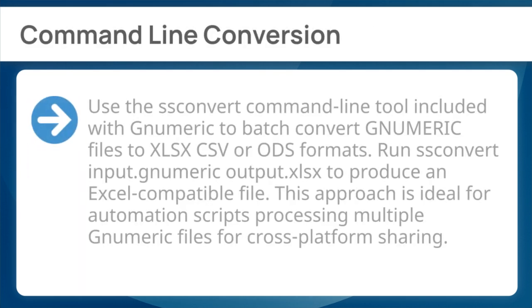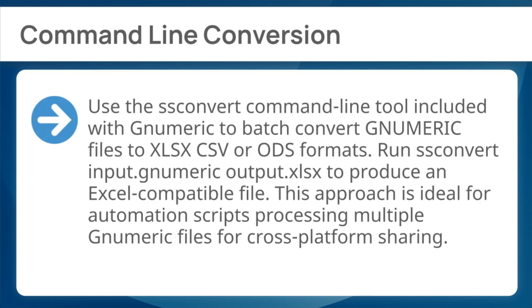Finally, command line conversion. Use the ssconvert command line tool included with Gnumeric to batch convert Gnumeric files to XLSX, CSV, or ODS formats. Run ssconvert input.gnumeric output.xlsx to produce an Excel-compatible file. This approach is ideal for automation scripts processing multiple Gnumeric files for cross-platform sharing.